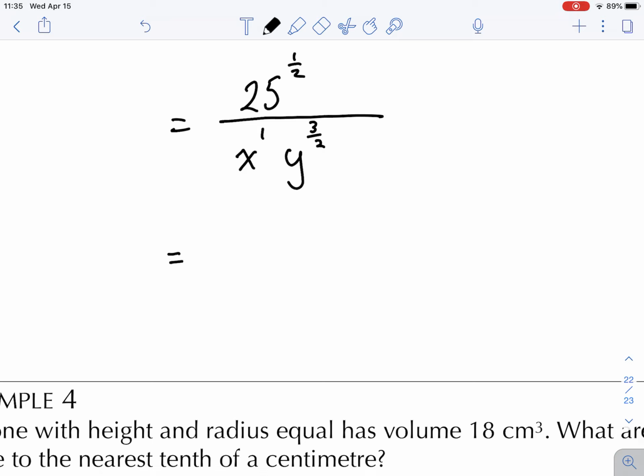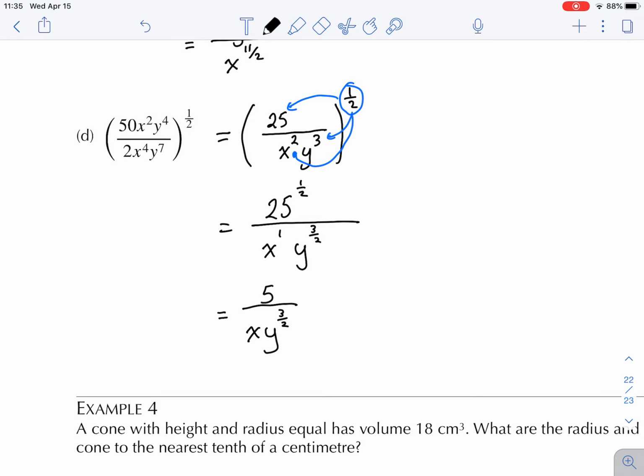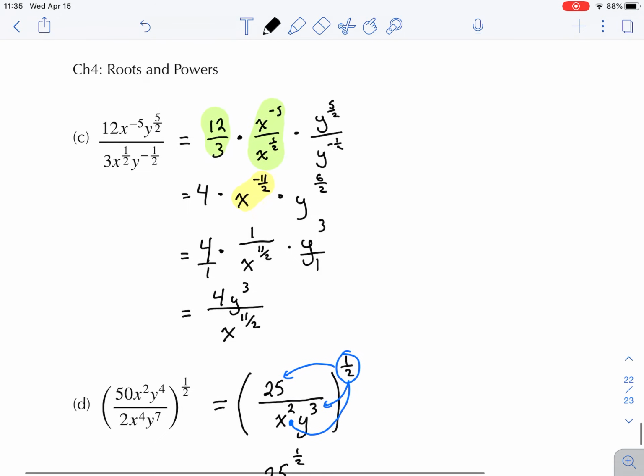Now we can simplify this a little bit further, because 25 to the power of 1/2 is easy to figure out, because that's just the square root of 25. So we get 5 over x times y to the power of 3/2. That is our answer, simplified as possible. All right.